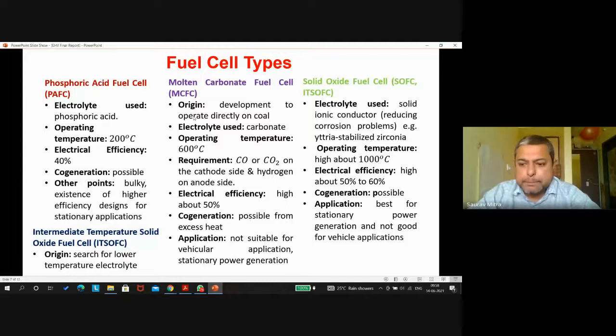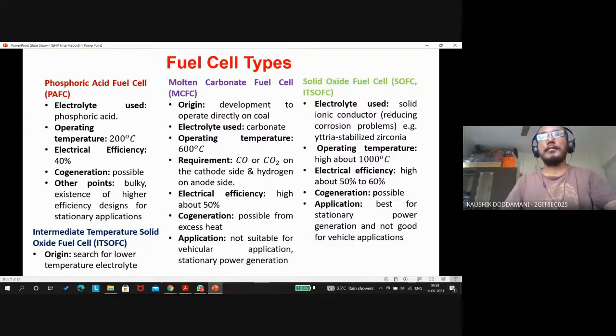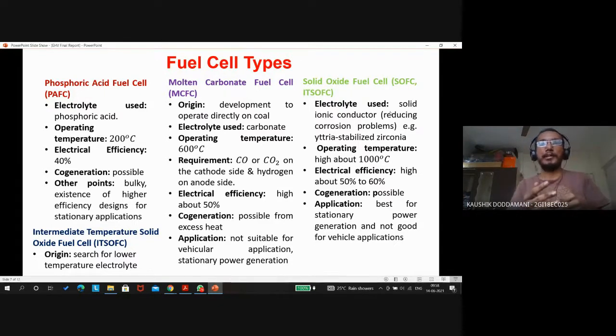Yeah, SOFC. The name originated from the electrolyte which is used. It is a solid ionic conductor, and there is a small advantage here of using a solid ionic conductor: if you have a solution or a polymer, it will be prone to get corroded. But as we're using a solid ionic conductor here, it doesn't have that problem.